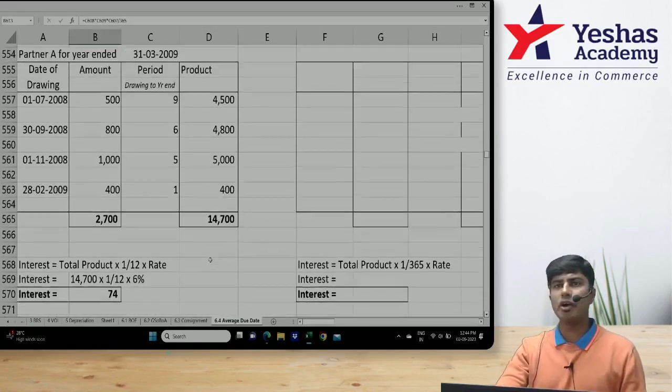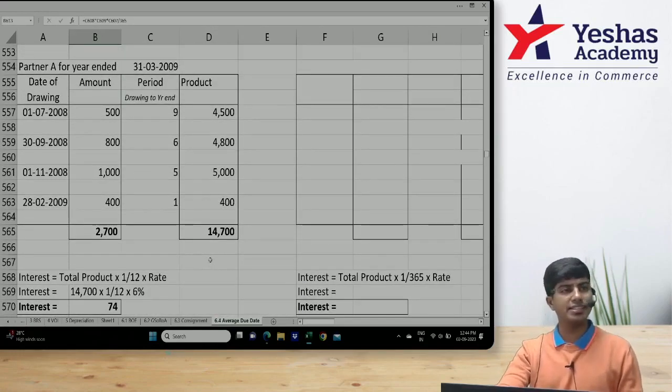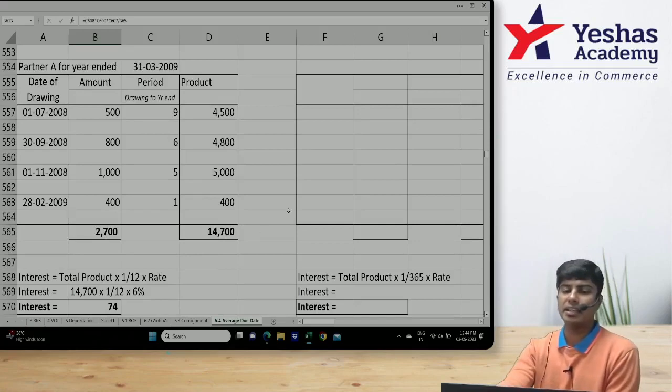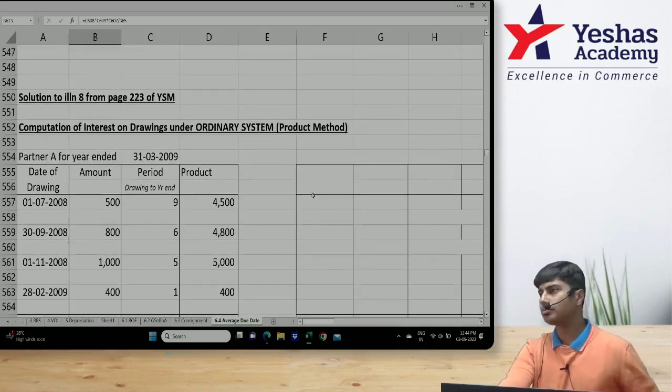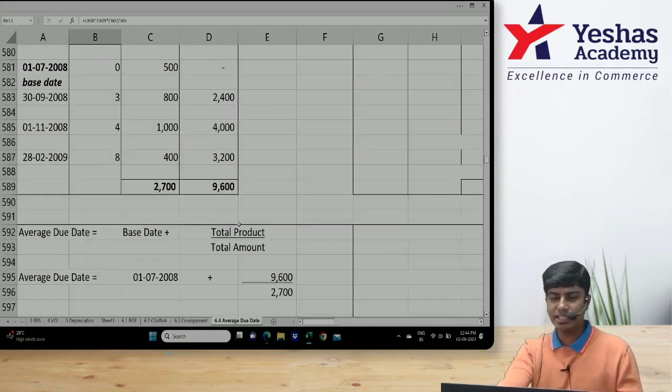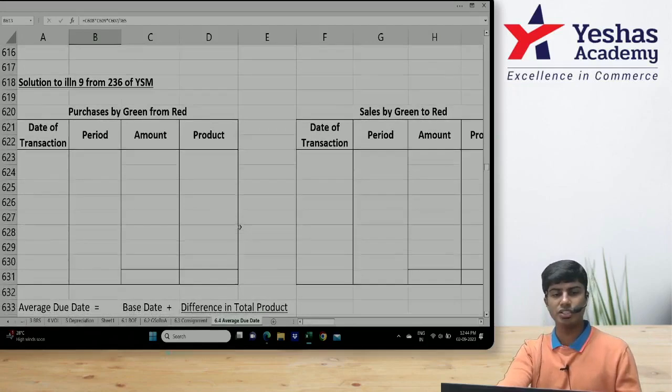So whether you apply product method or you apply average due date, you will get the same answer. Did you understand the application of this? Everyone? Similarly for partner B, can you do it at home? Very good. Can we go to the next question? 8th one clear? Easy? Very good. Now let's do 9th one.